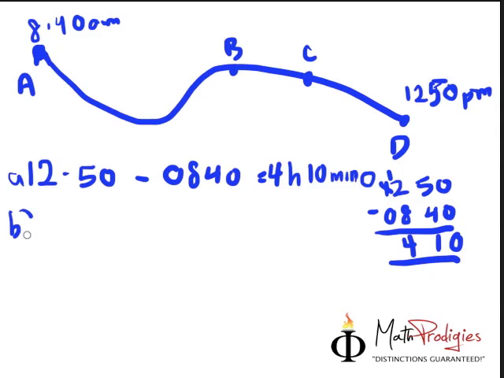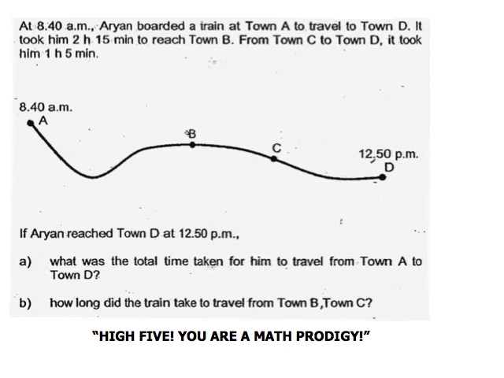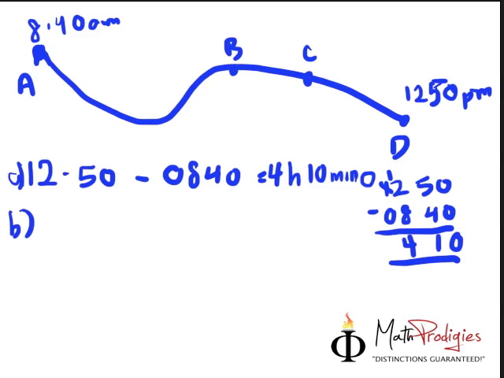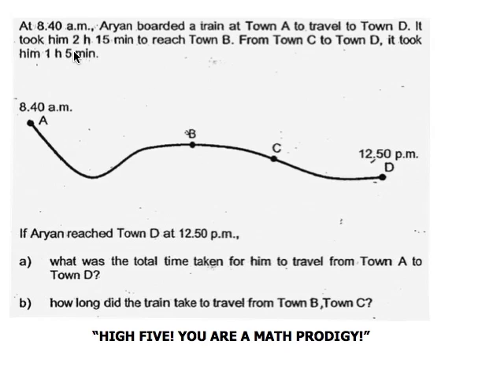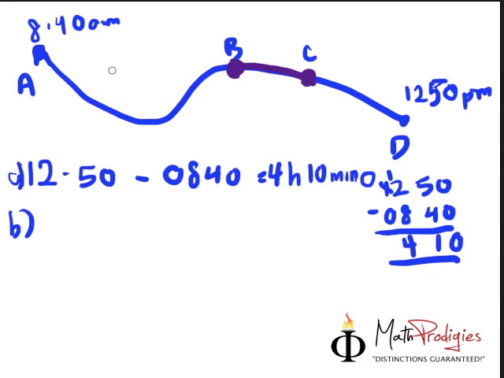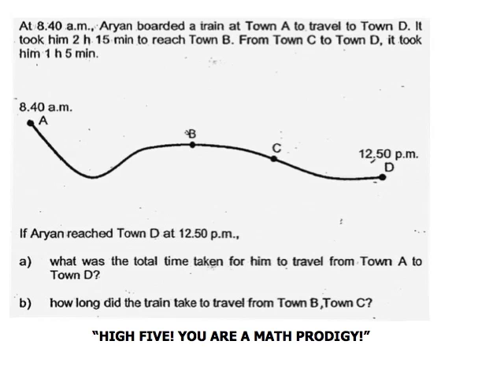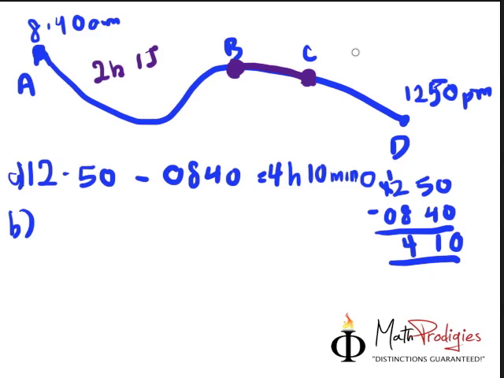Very simple. Now for part B, the question asks you to find what is the time taken from B to C. So basically they already tell you everything you need to know. They just want you to know what is the time taken from B all the way to C. So let's take a look at from A to B. A to B, they said that it took him 2 hours and 15 minutes. So here to here, 2 hours 15. Then the last part, it took him 1 hour and 5. 1 hour and 5. Okay?